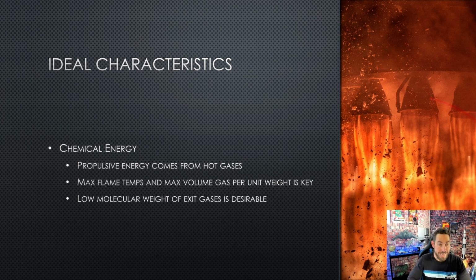It's also ideal to have a low molecular weight of exit gases. You want the flow of that mass to be moving as quickly as possible, and something that has a lower mass total is easier to move faster. So you want a maximum mass flow rate, which means you need a minimum mass to maximize the velocity of that.